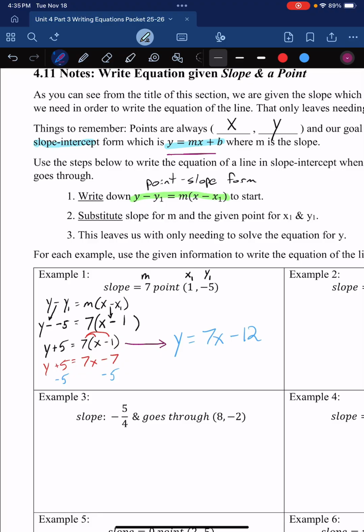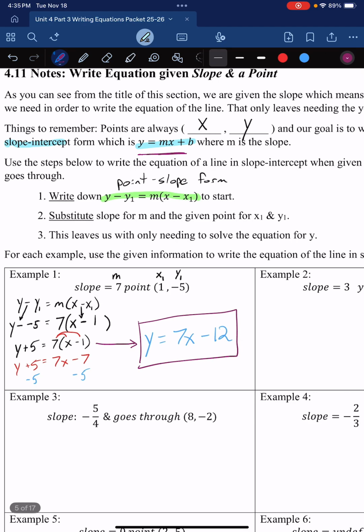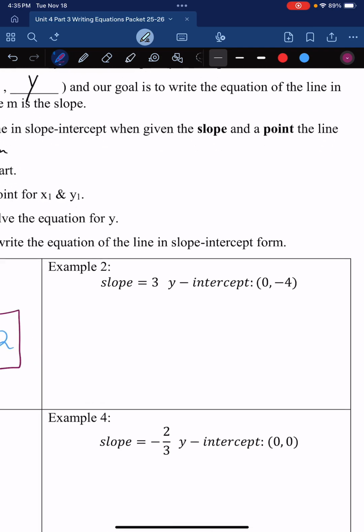y equals mx plus b right here. The number in front of the x should be my slope. That does match what I was given. And then I also have my y-intercept, and if I were to graph this line, I would see that it crosses the y-axis at negative 12, 0, negative 12. But this would be my final answer, y equals 7x minus 12. Okay, so we can look at another one here.